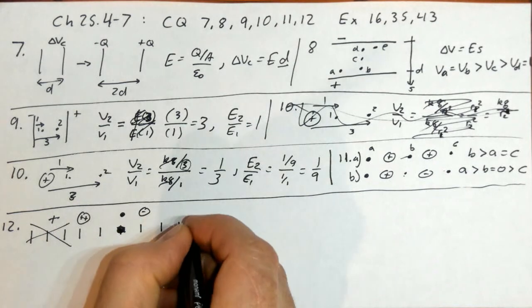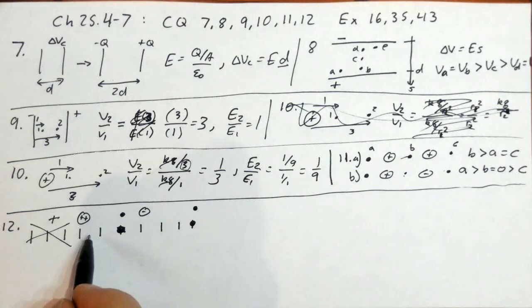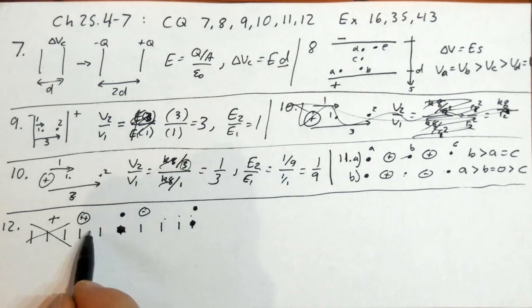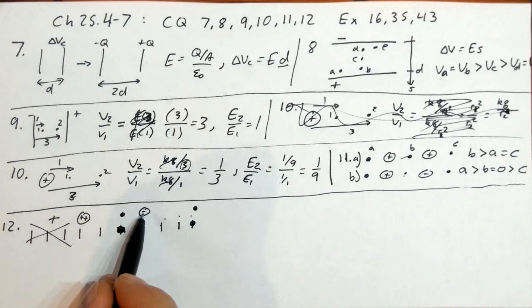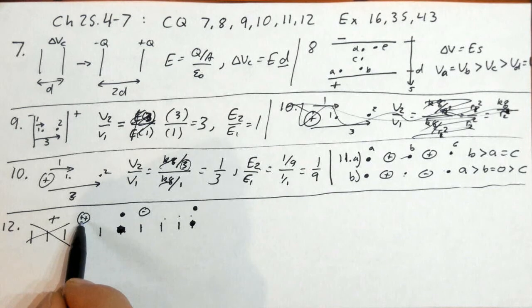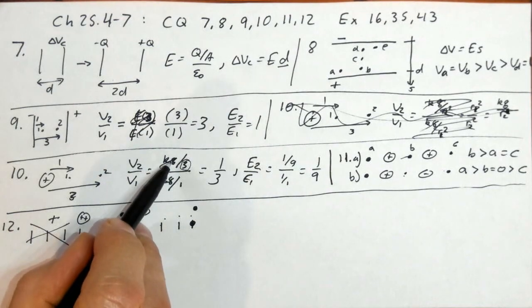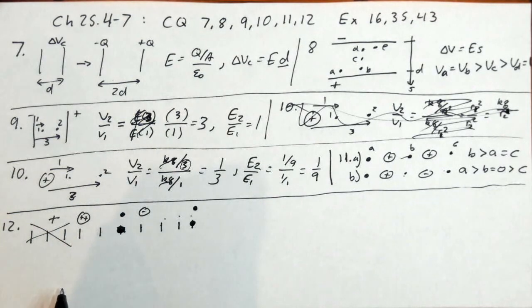But over here works as well, because that point is 3 units away, 1, 2, 3 units away from the negative charge, and it is 1, 2, 3, 4, 5, 6 units from the positive charge. So it's twice as far from the positive charge as it is from the negative charge. And since the positive charge is twice as big, it compensates. We have twice the big charge as Q, but also twice the distance. So it could be here or here. Okay? All right, very good.